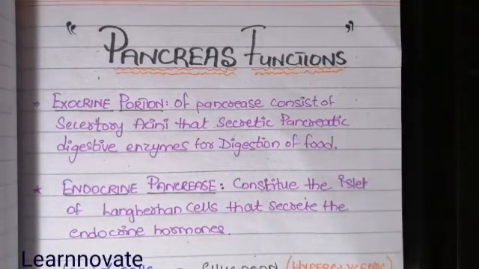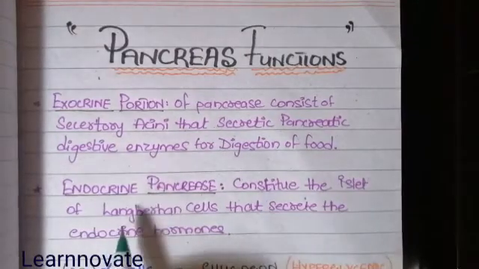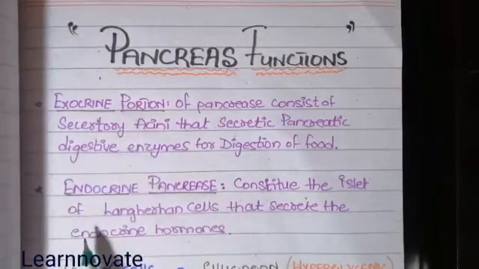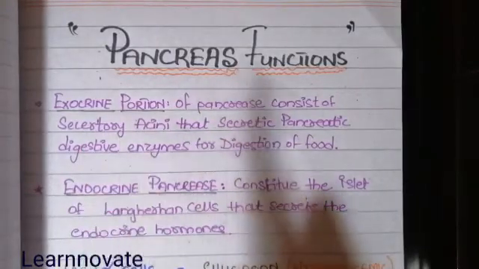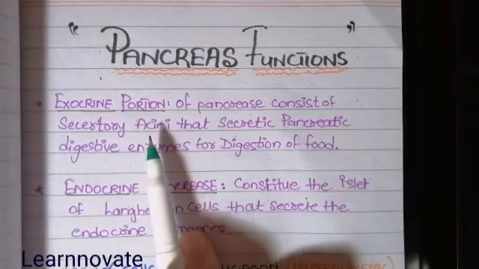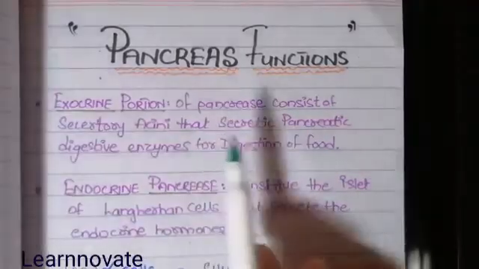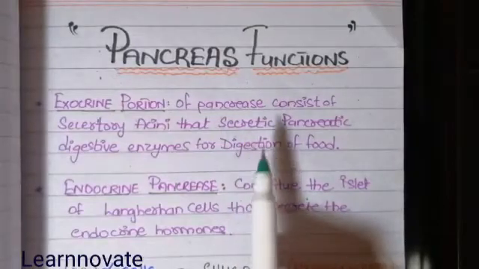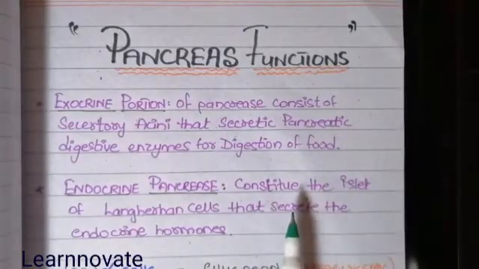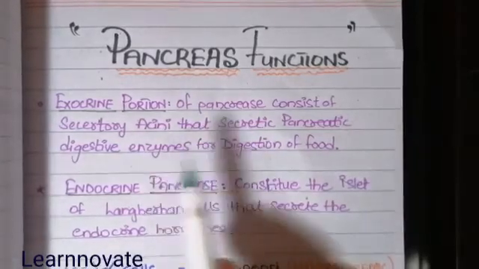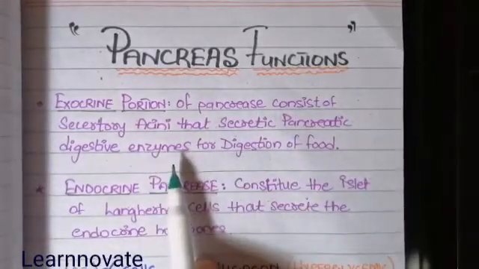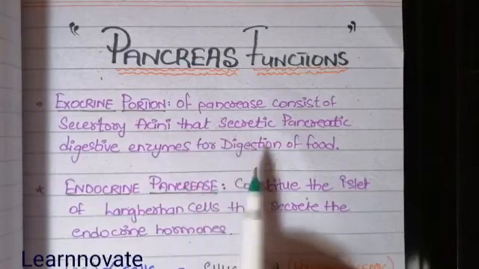So I have prepared notes for you to explain better, starting from the pancreatic functions and the role of the pancreas in our body. The pancreas has two portions, the exocrine portion and the endocrine portion. Functionally, the exocrine portion consists of the secretory acini. These acini are covered with a capsule, and septa divide the acini into lobes and lobules. The acini secrete the pancreatic digestive enzymes that are important for the digestion of food.